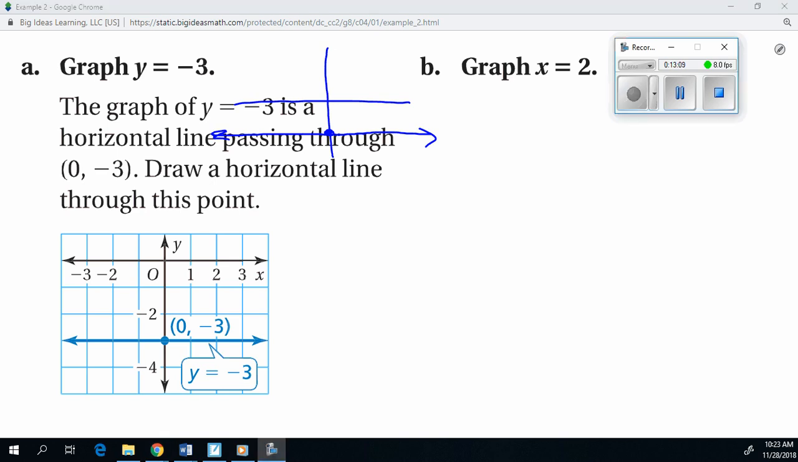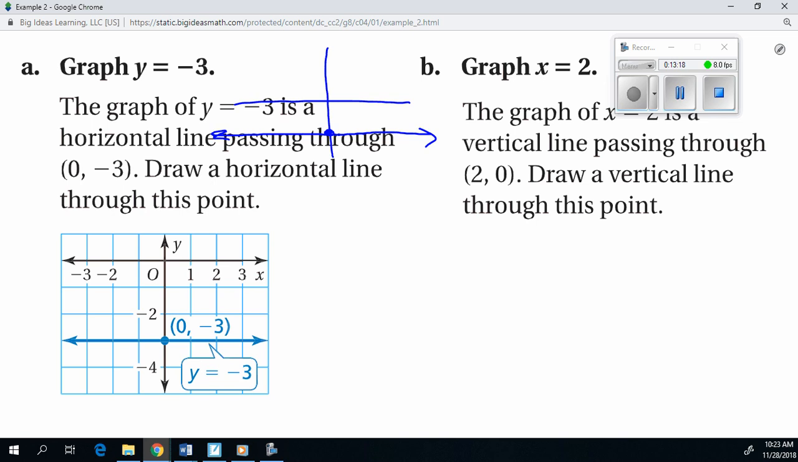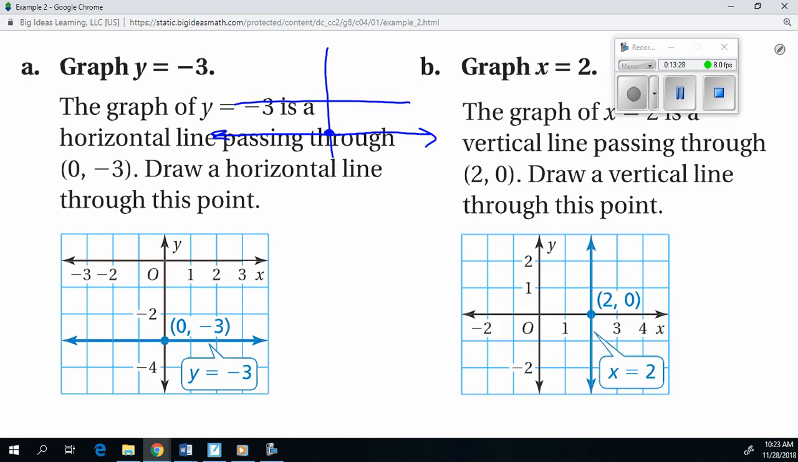All right, so again, it's a horizontal line that passes through (0, -3). Boom. So you're graphing y equals negative 3. That's what you do. Graphing x equals 2 is now a vertical line because you're x, right? And it's got to pass through (2, 0). So the line has to pass through x equals 2, so it's (2, 0). So you draw a vertical line. Vertical obviously is up and down. Get these in your notes.